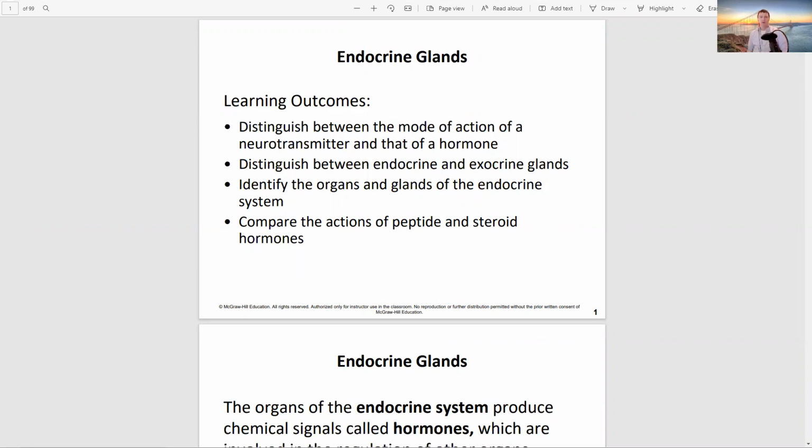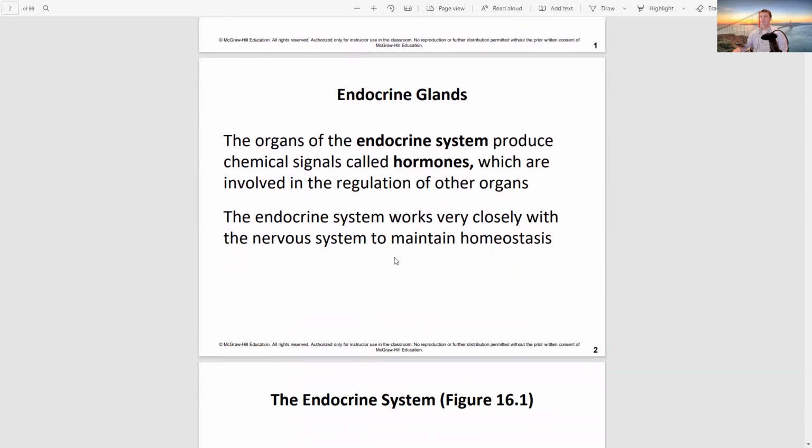so today we're going to be talking about the endocrine system. Your learning outcomes are to distinguish between the mode of action of a neurotransmitter and that of a hormone, distinguish between the endocrine and exocrine glands, identify the organs and glands of the endocrine system, and compare the actions of peptide and steroid hormones.